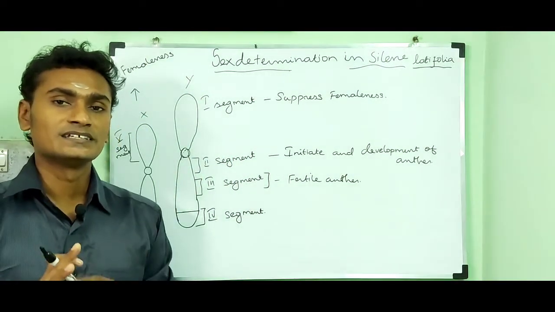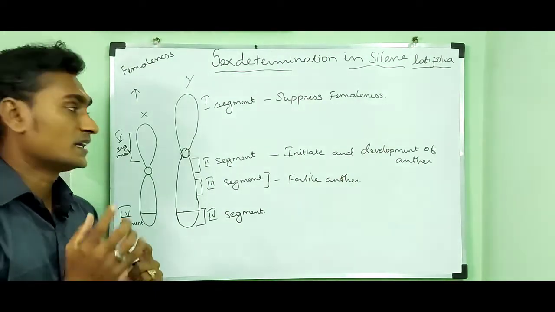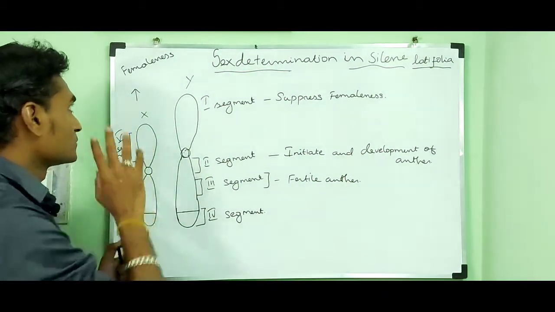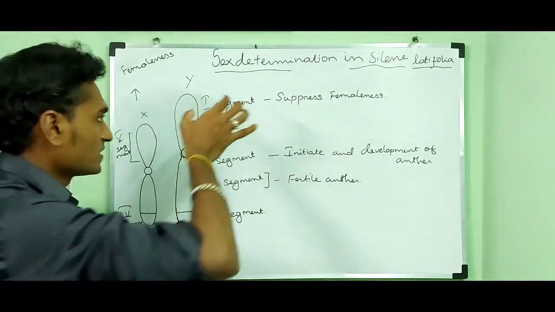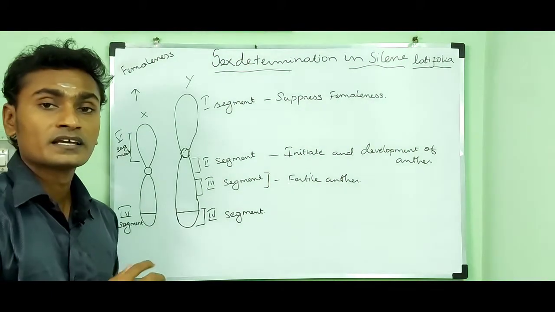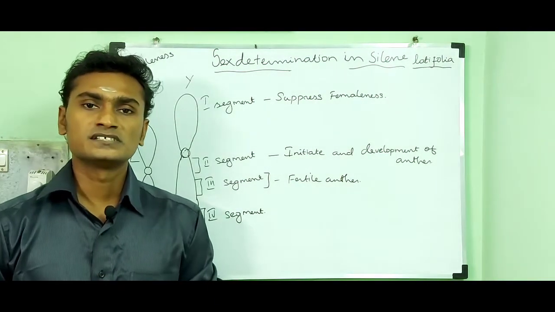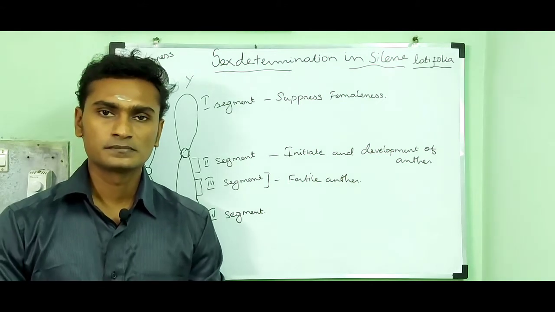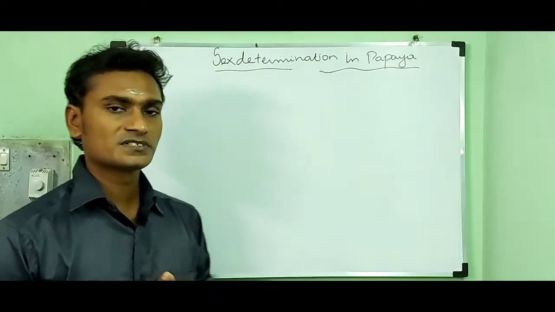I already told you earlier that in the absence of the first segment in the Y chromosome, the fifth segment present in the X chromosome can exhibit the femaleness. This is how sex determination takes place in Silene latifolia. Then I am going to explain sex determination in the papaya plant.